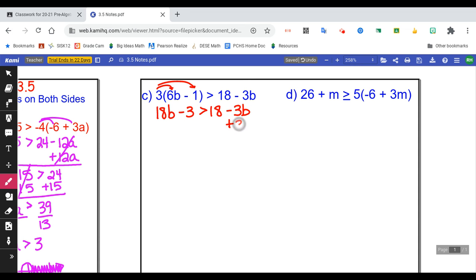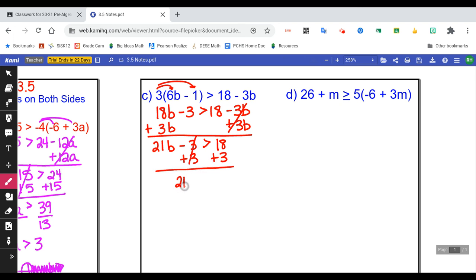So again, I'm going to bring my variables to the left-hand side. So I'm going to add 3b to both of them. 21b minus 3 is greater than 18. Add 3 because it's a negative. 21b is greater than 21. Divide by 21 on both sides, and b is greater than 1.